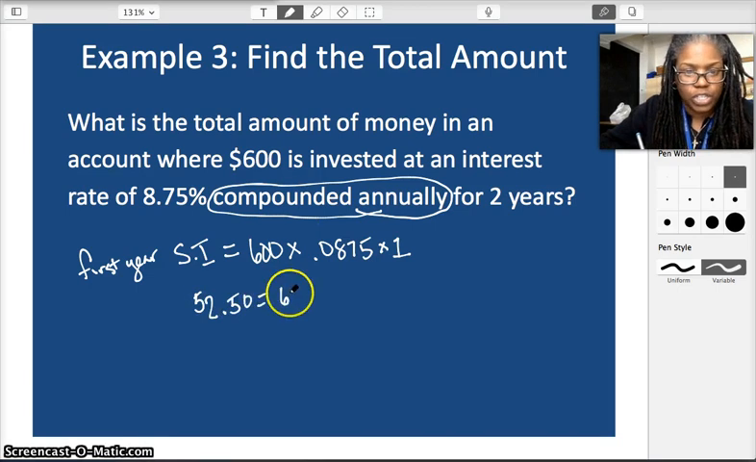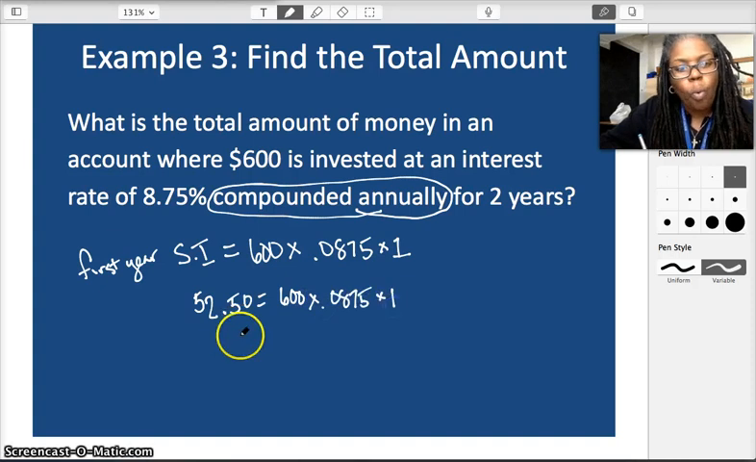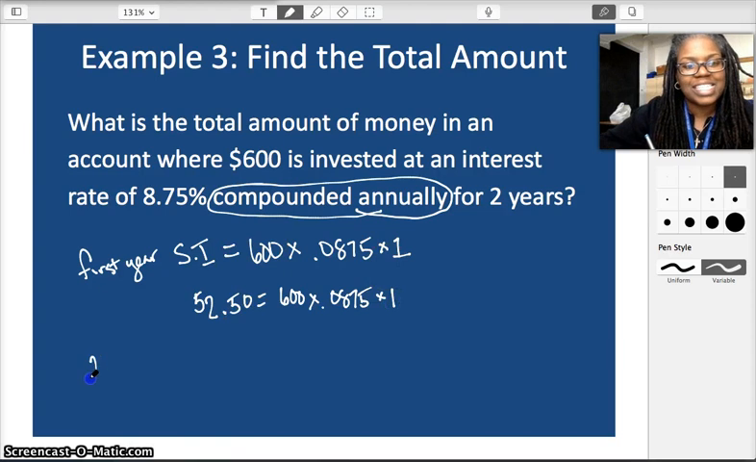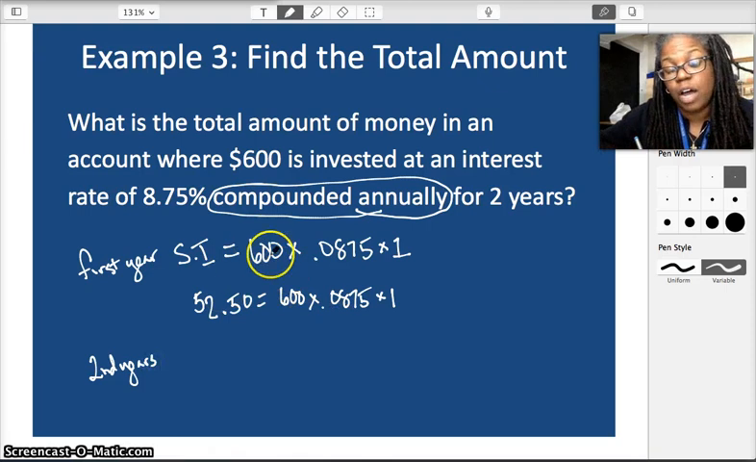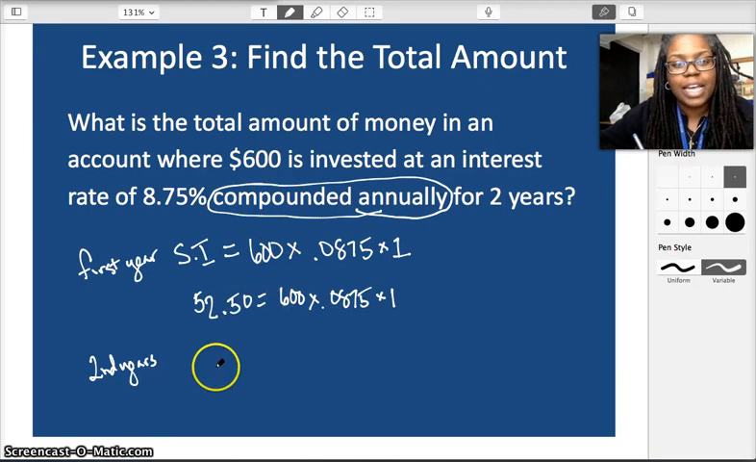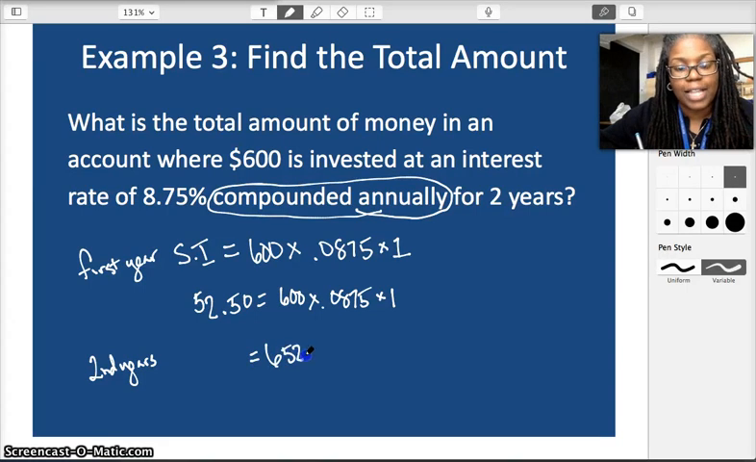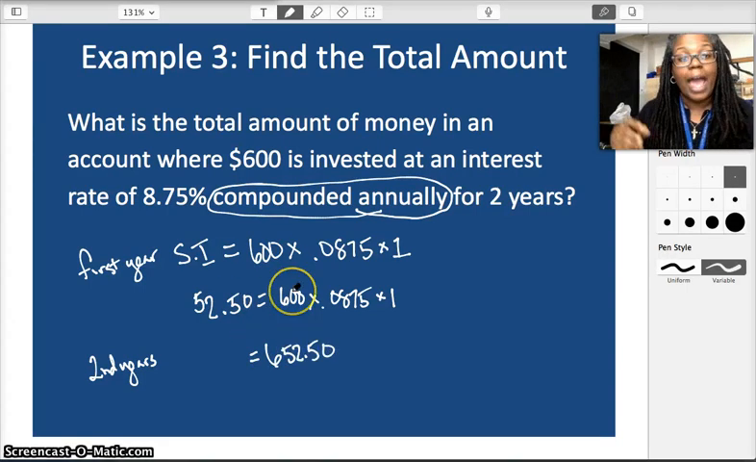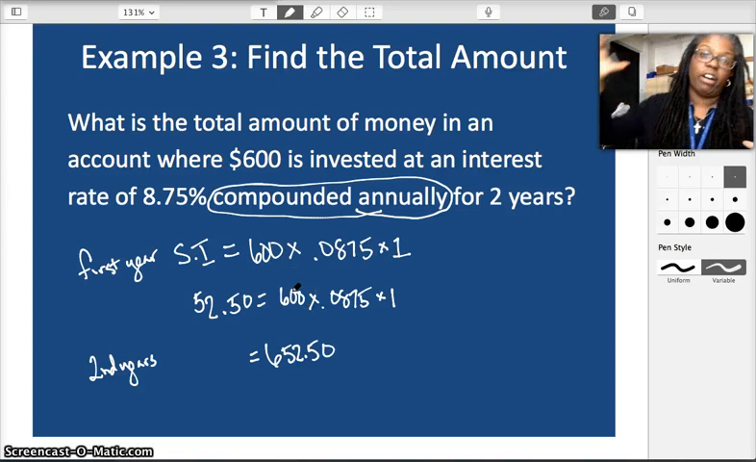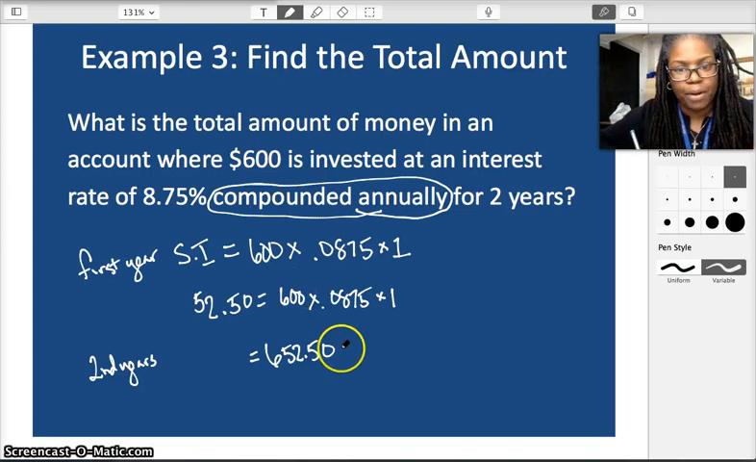So the simple interest for that first year is $52.50, and that's good to go, right? And that came from this. I'm going to just write it out: 0.0875 times 1. What we do now for the second year is we compound that interest. So now instead of thinking of it as only putting in $600, for the second year we're going to put in $652.50 because we're adding the interest into it, and we're actually going to add interest on our interest. So that's what the compounding part is.